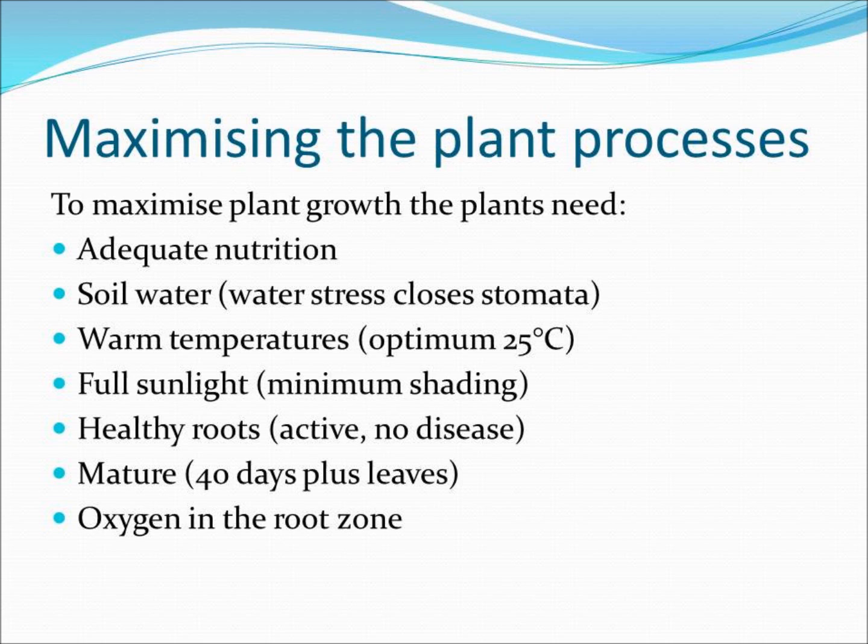Warm temperatures are ideal. Around 25 degrees Celsius is the temperature that most plants seem to respond best to. Full sunlight, so you want the maximum amount of sunlight shining onto those leaves to allow photosynthesis to proceed. Any sort of shading will slow down that process. Healthy roots, that is, actively growing and not diseased, will aid with water and mineral uptake. And mature leaves, so you want to get as quickly as possible a mature canopy, so the plant can photosynthesize to its maximum potential.